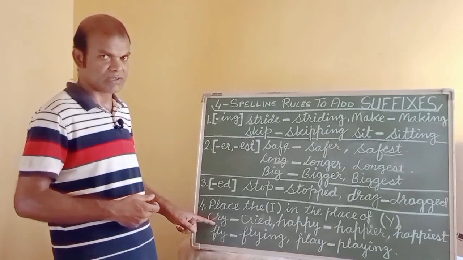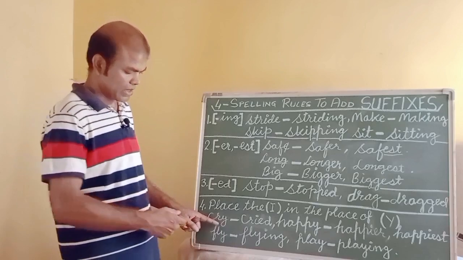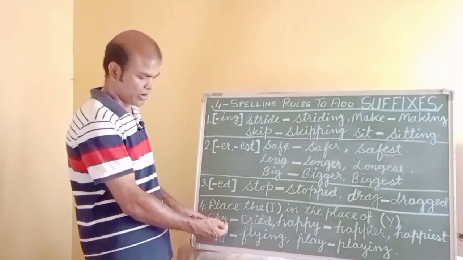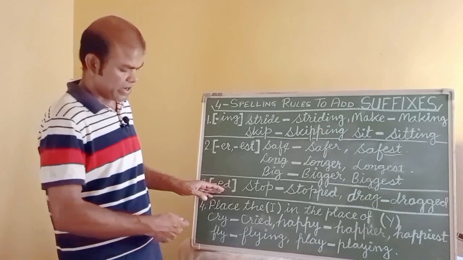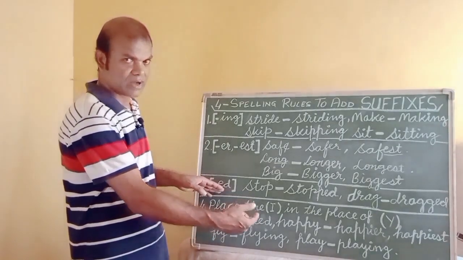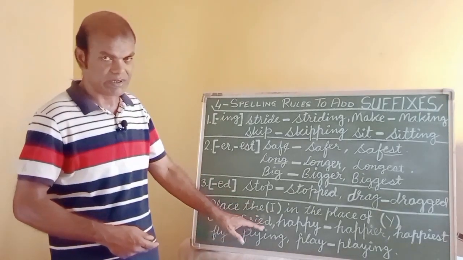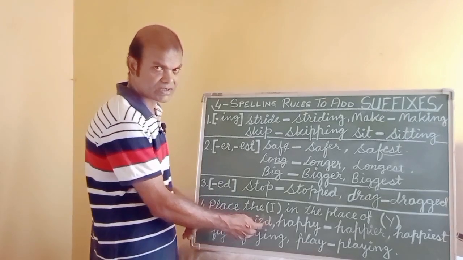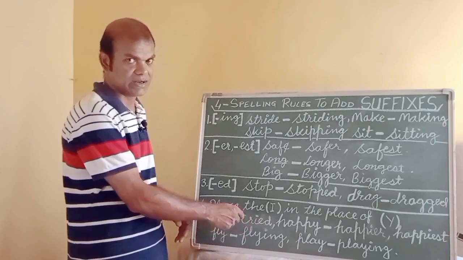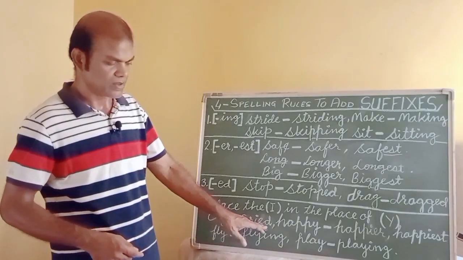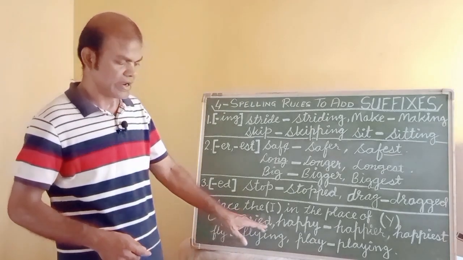Like in this example, you can see cry. At the last there is Y and the Y is following the consonant R. To make this word a past participle or past tense, we are going to add ed. Before adding the suffix ed, we are going to remove the Y and place the I in its place. We will get past participle, cried.